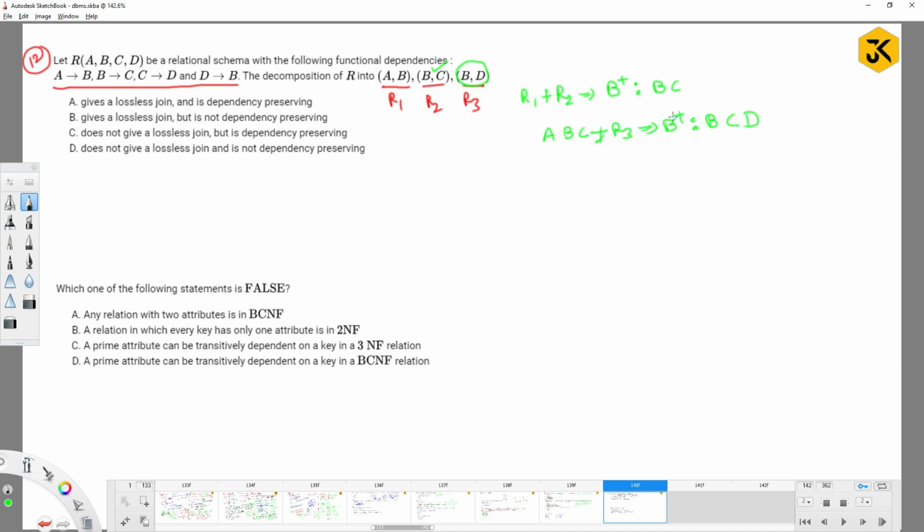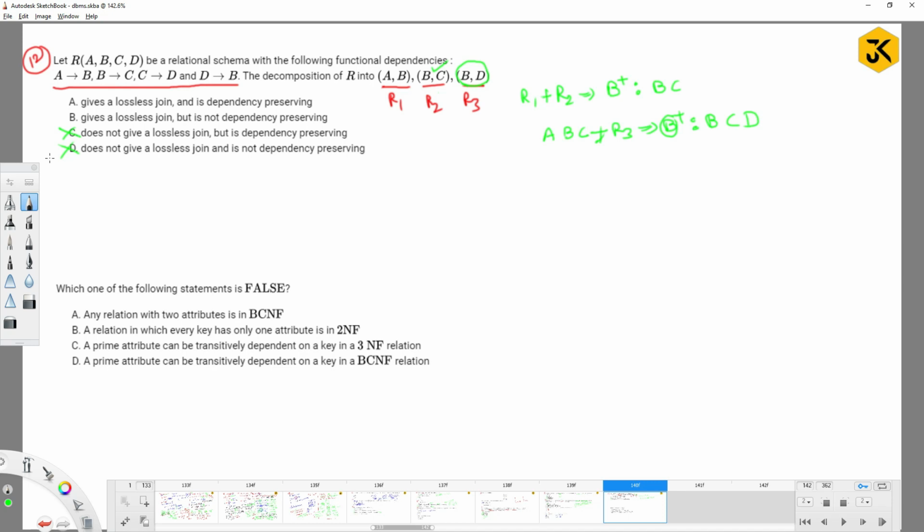So B is a candidate key here. When you combine with respect to a candidate key, definitely it is going to be lossless. So the given decomposition is a lossless decomposition. Fine, right? It means we can eliminate simply option C and option D. What about option E and option B?